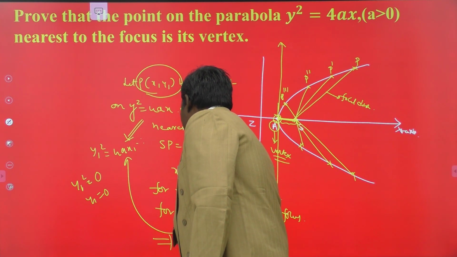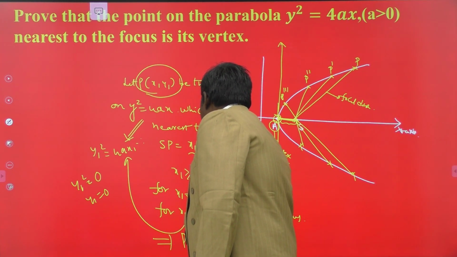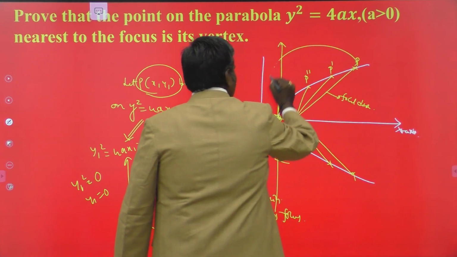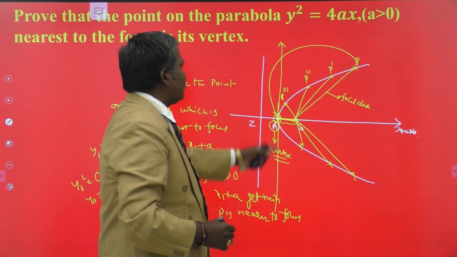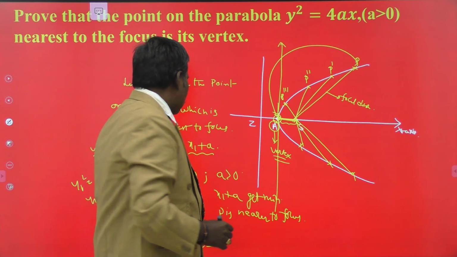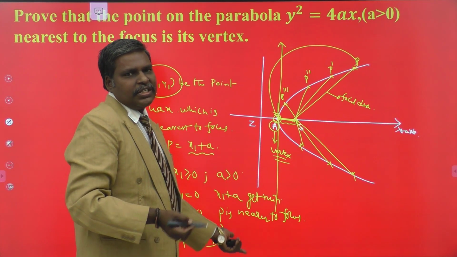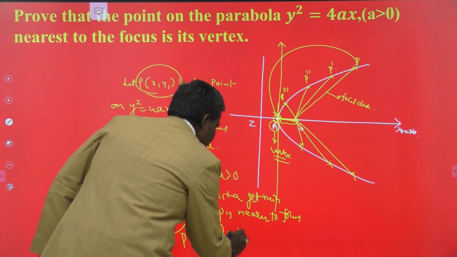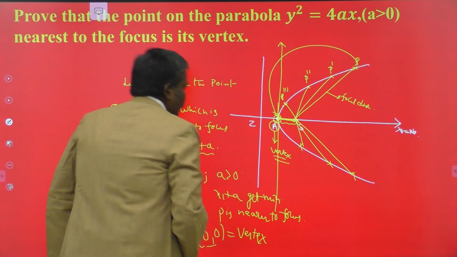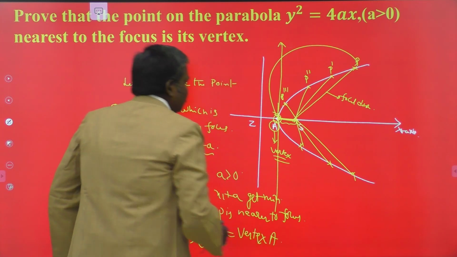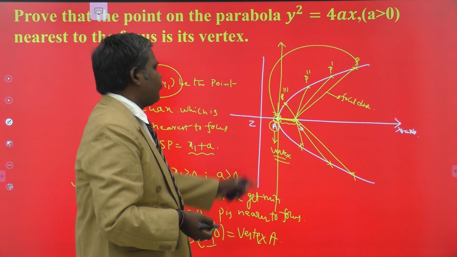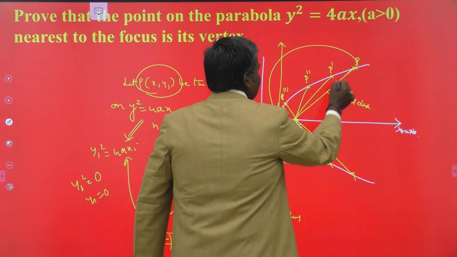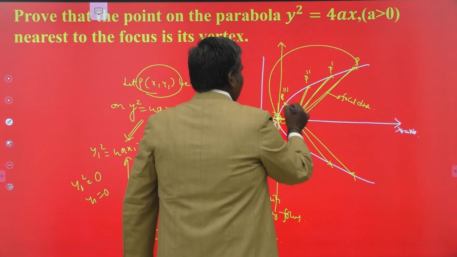So your point P becomes what, my dears? 0, comma 0. The coordinates of P become (0, 0), that is A. So what is the (0, 0)? This is nothing but the vertex of the parabola y square is equal to 4ax. It is the vertex A. Hence, the nearest point on the parabola to your focus is the vertex of the parabola.